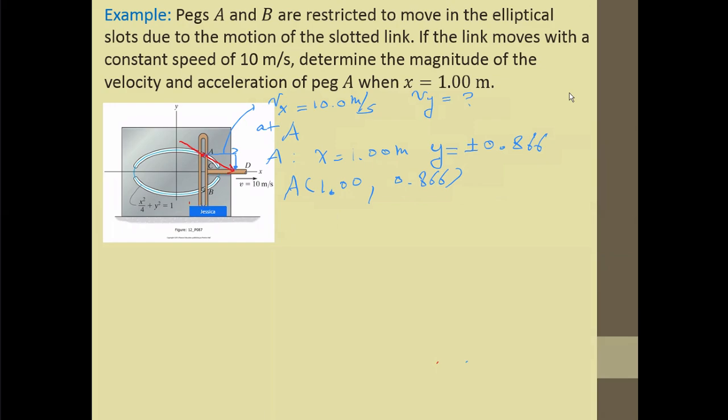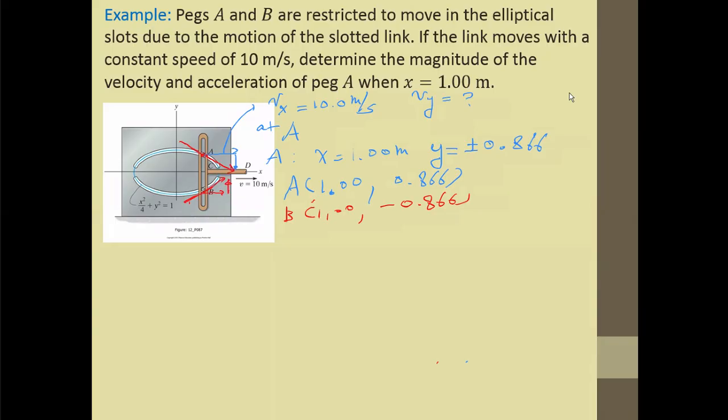If I ask you to calculate the velocity, magnitude, and acceleration at peg B, then this is it. X component is constant, in this case, y component should be positive, so then you have to use this one, negative 0.866.